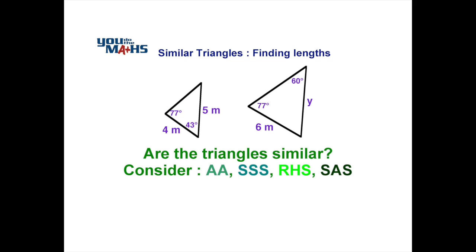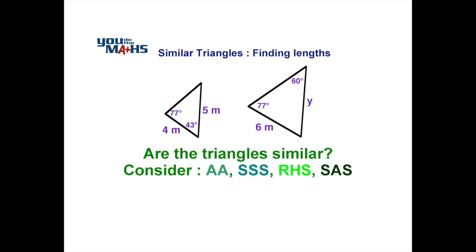Let's firstly consider the possibility of angle, angle. So what we need to do is look at the angles within the triangle. We can see that we've got pairs of angles, but they don't match. So the 77 degrees definitely matches from the left-hand triangle to the right-hand one, but the 60 and 43 don't.